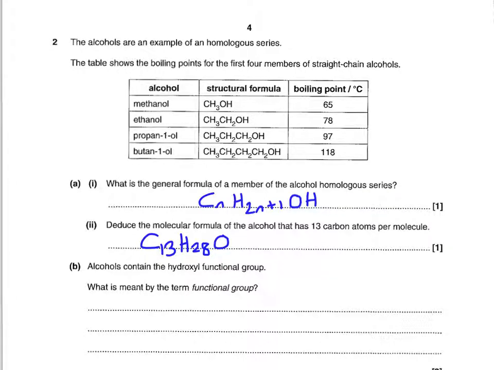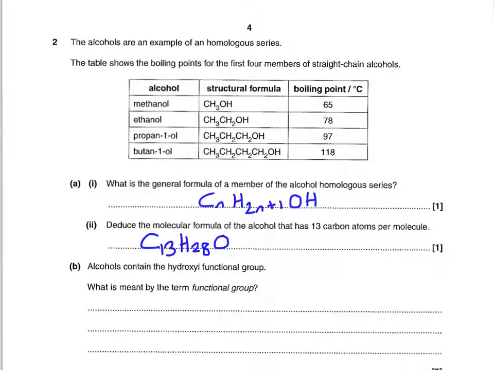So in the molecular formula, because they asked for it by name, I can put C13H28O as opposed to C13H27OH, but they'd probably accept C13H27OH. So the next one asks for what a functional group actually is.